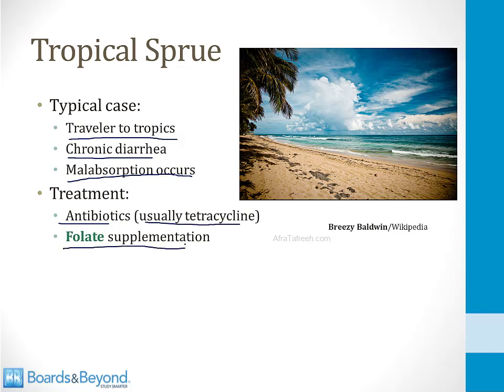As I told you before, tropical sprue can cause folate and B12 deficiencies. Now, it takes many years to become deficient in vitamin B12 because it's stored in the liver, but you can become deficient in folate more quickly, and this often causes a megaloblastic anemia, so supplementation with folate is an important part of treating tropical sprue.